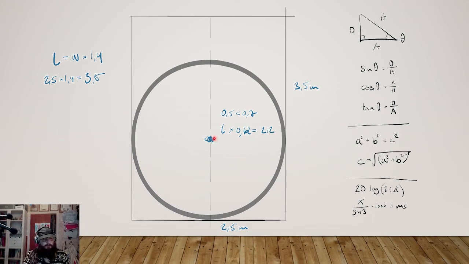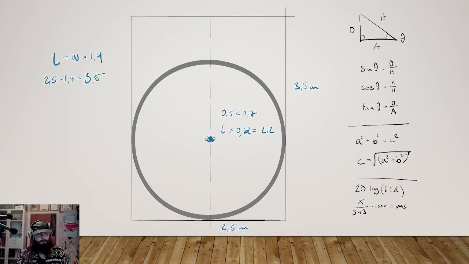But actually now we have distance to all sides of the room. Same goes for the sides. Our listening position, we're sitting in the middle of the room, which means that the distance between our position and the side walls are half the distance of the width of the room.